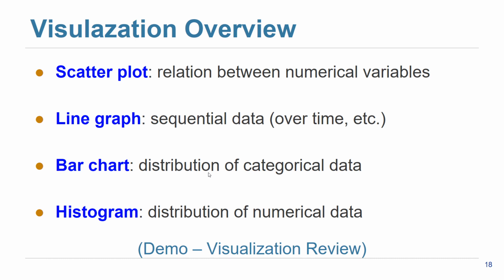This is just an overview of the four types of plots that we covered so far in the visualization session. We studied the scatter plot, which is a relation between two numerical variables, and the line graph, which is also a relation between two numerical variables, but one of them, which is represented on the x-axis, is usually sequential, like time. The third one is the bar chart, which is displaying the distribution of a categorical variable, and the histogram, which is representing the distribution of a numerical variable.